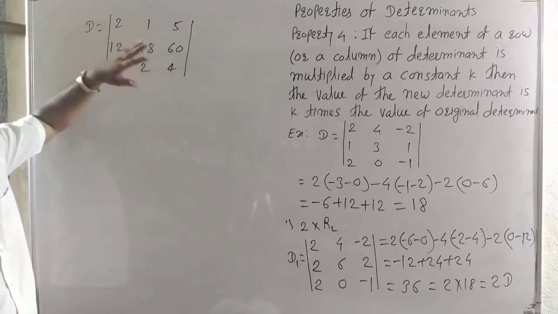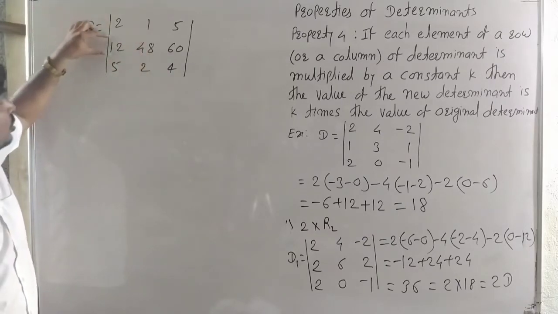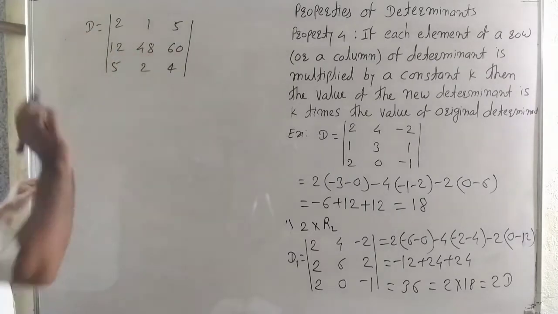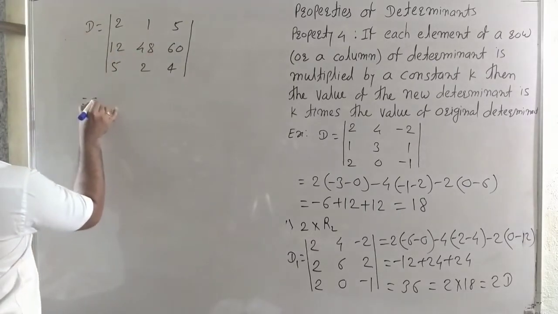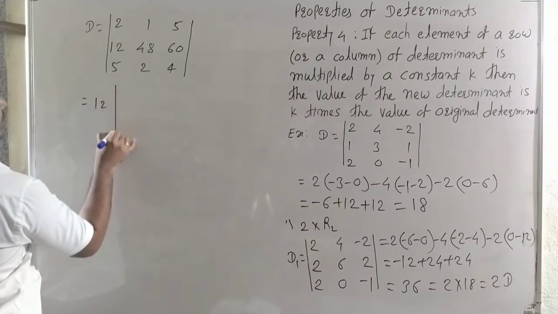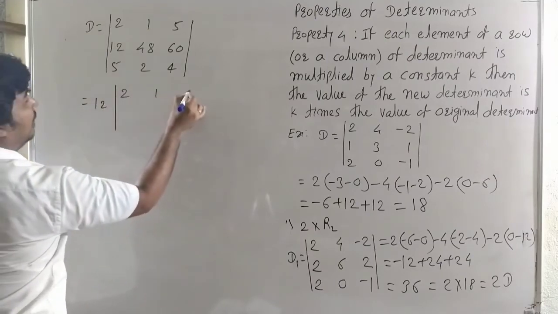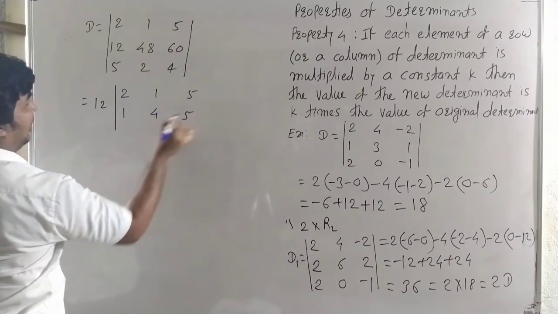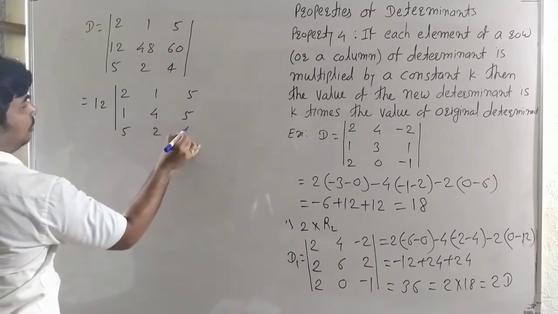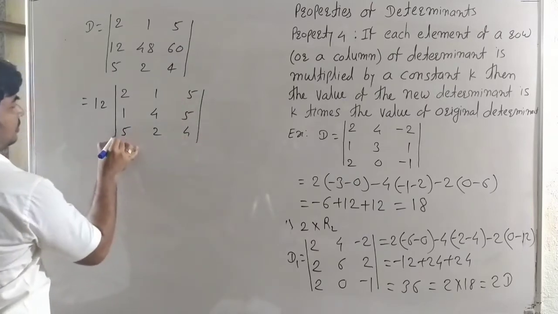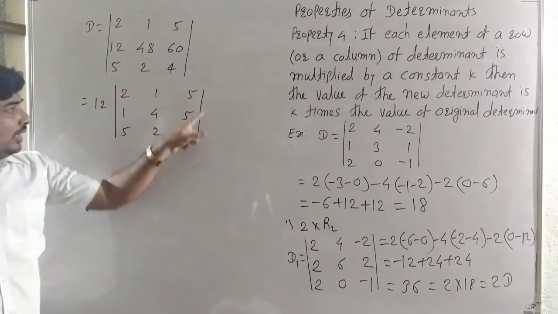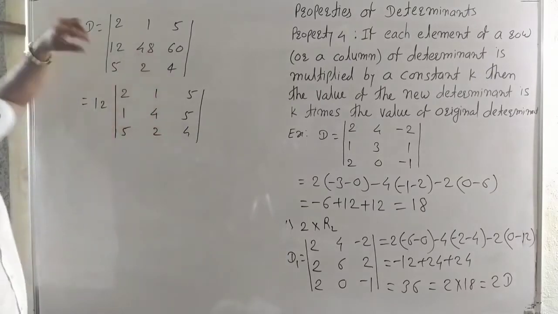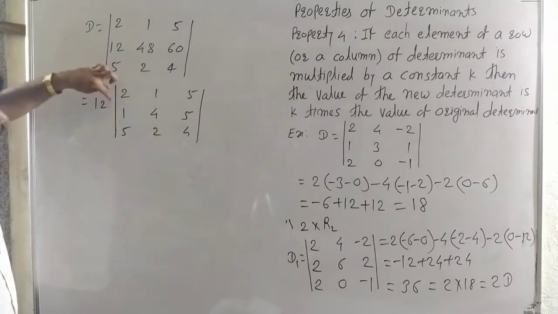Here, check this, in row 2 we can take a common 12. Okay, here we can take common 12, and then it is 2 1 5, 1 4 5, and 5 2 4. Now to find the calculation of this determinant, it is easier than the earlier determinant. But it is 12 into this.